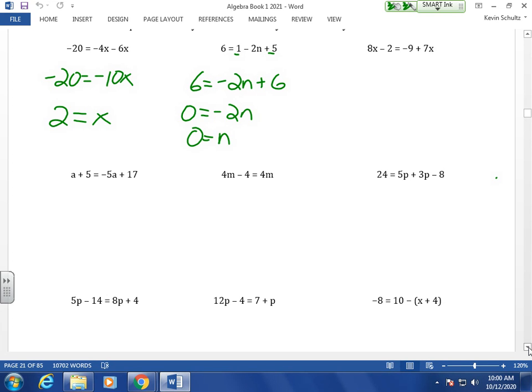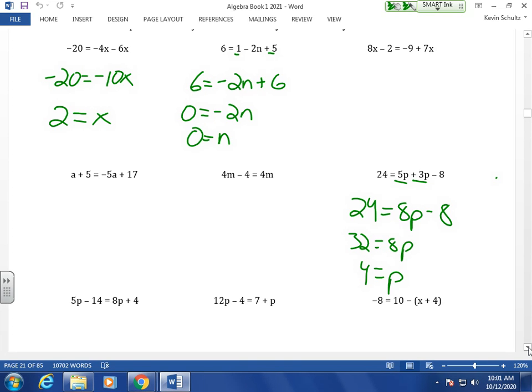The next one I didn't have you do, so we went down to 24 equals 5p plus 3p minus 8. So in this case, we can combine our variable terms. We have 5 p's. We get 3 more. Total, we have 8, right? Simplify. Why not just write 8? It's easier. Now it's add 8 to both sides. Divide by 8, and we get a value of 4 for p. Okay.